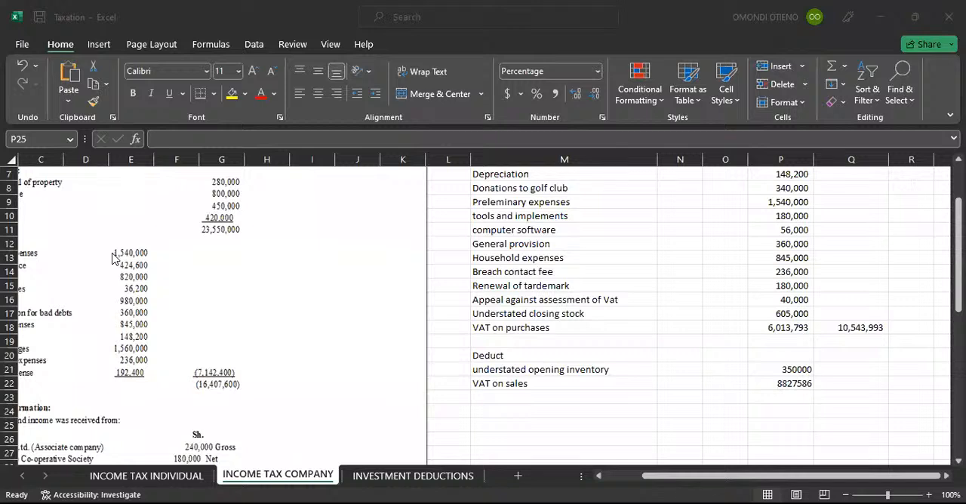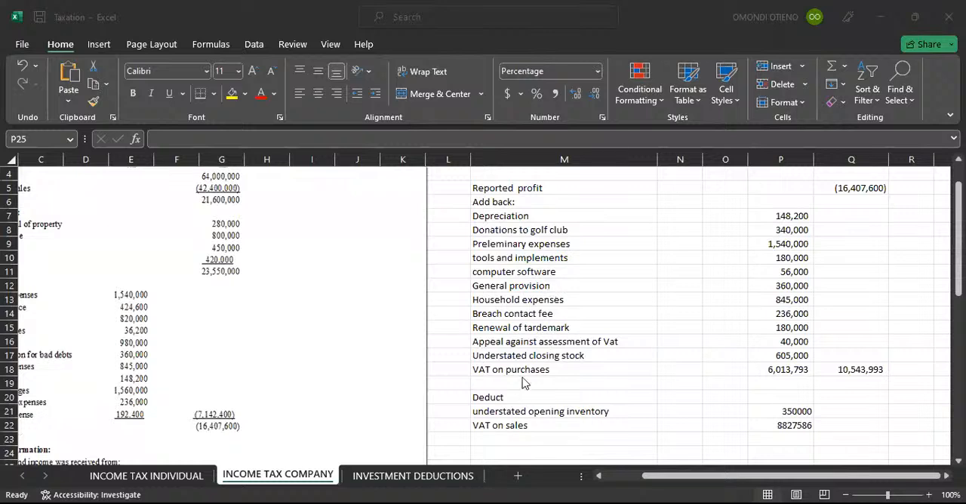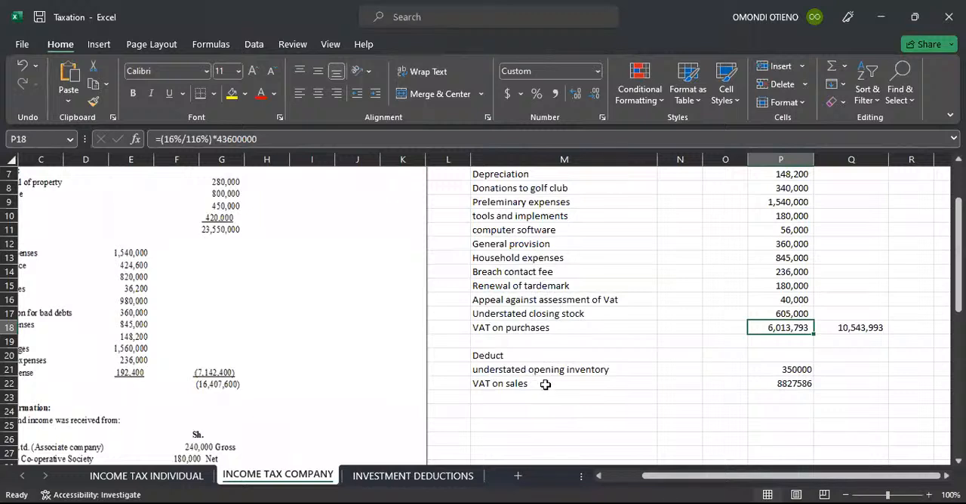So to do away with it, we were adding it back. It should not reduce our profits. For the purchases, we added back because it was placed there as an item which reduces our profit. The one for sales was increasing our profits, and that's why we are deducting it. It should not increase our profits. Is that clear to everyone?